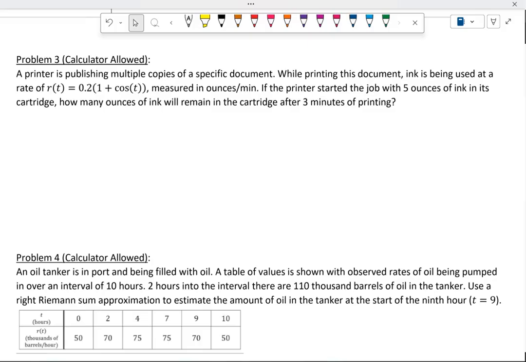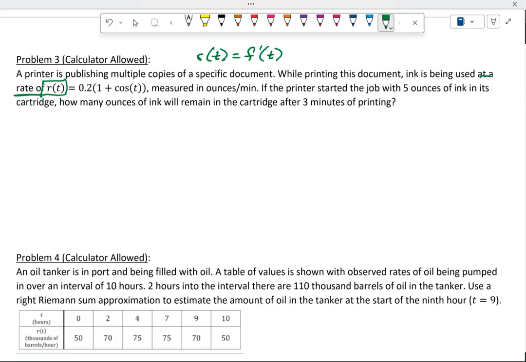Okay, so a printer is publishing multiple copies of a specific document. While printing, the ink is being used at a rate of R of t, so R of t is our rate. So R of t you can think of as your F prime. That is your rate already.